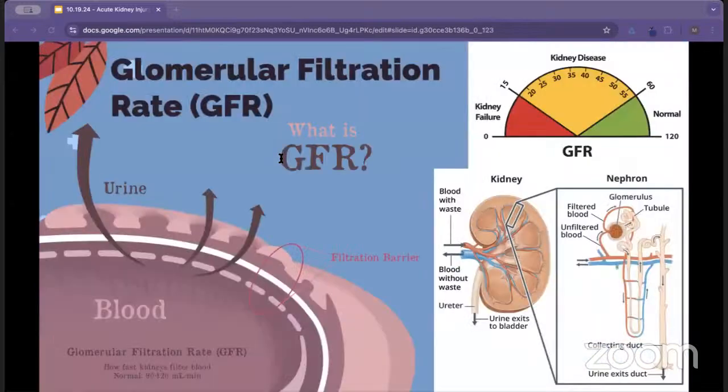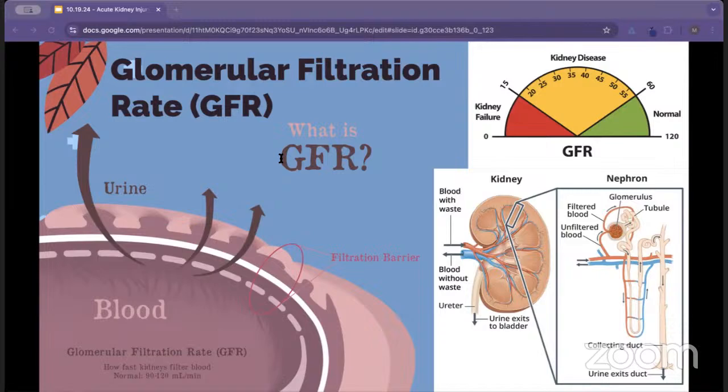So before we get into AKIs, I did not mention this in the last session, but this is very important. Glomerular filtration rate, or GFR, is one of the most important measures of kidney function. I'm going to break it down into simpler terms because this is how I remember it. GFR stands for glomerular filtration rate, and that's basically the rate at which the kidneys filter blood. It represents how much blood is filtered by the glomeruli, which are, of course, the filtering unit of the kidney, per minute.